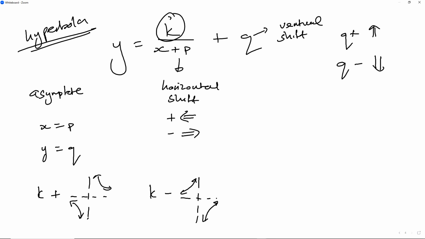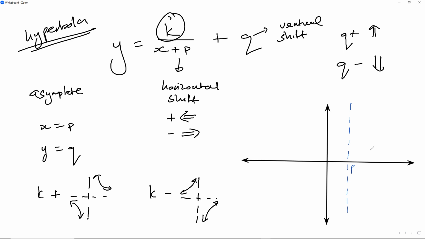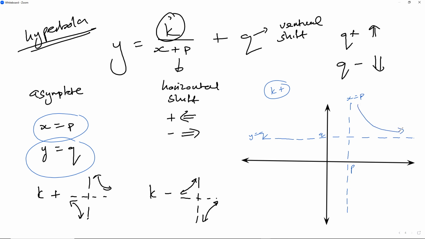So if I have to sketch this graph all together, let's hypothetically say I have the asymptotes given over here. Let's say this is the value of p, and this over here is the value of q. We can see that x equals p is my asymptote, and y equals q is my asymptote. And let's suppose k is positive, then the graph would be sketched like that over there.